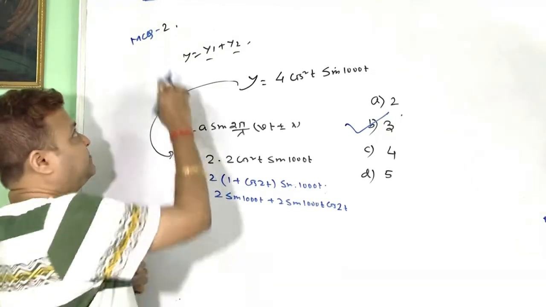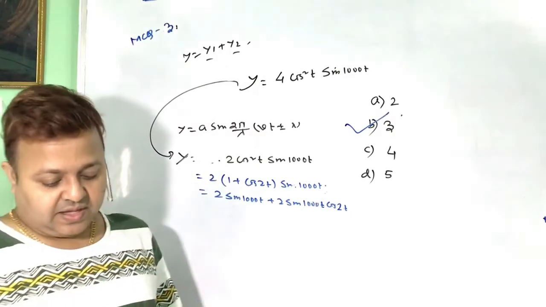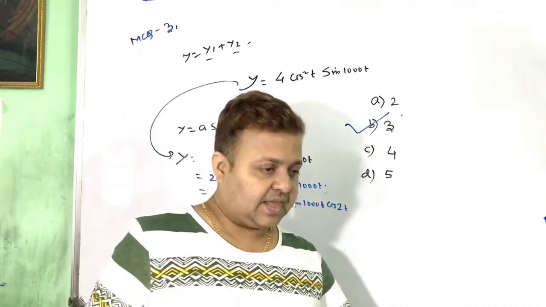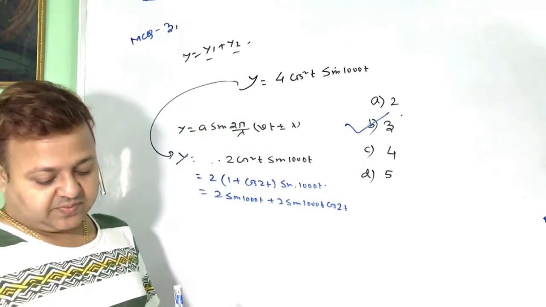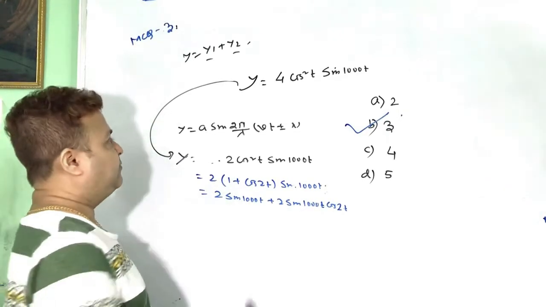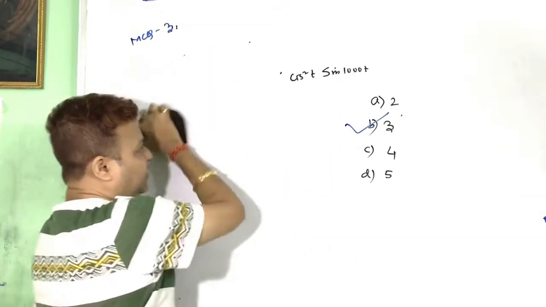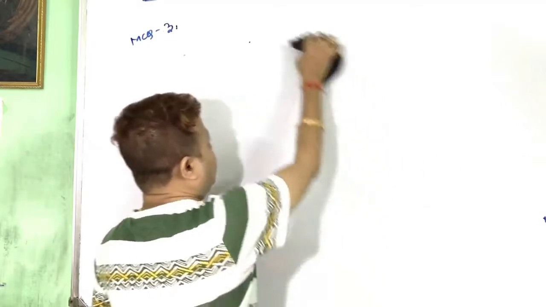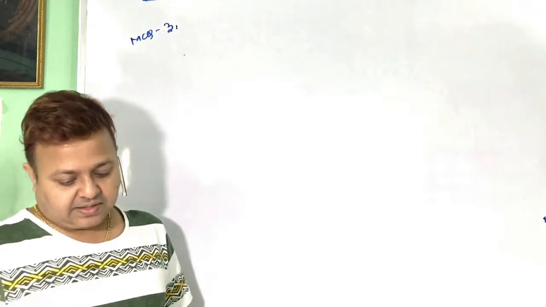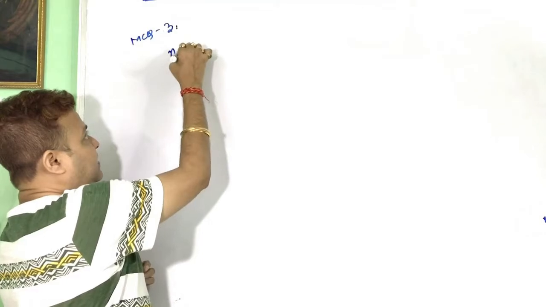MCQ নাম্বার 3, ক্যালকুলেট করে বেরিয়ে যাবে। A train moves towards a stationary observer with a speed of 34 meters per second. The frequency of the train horn is N1.